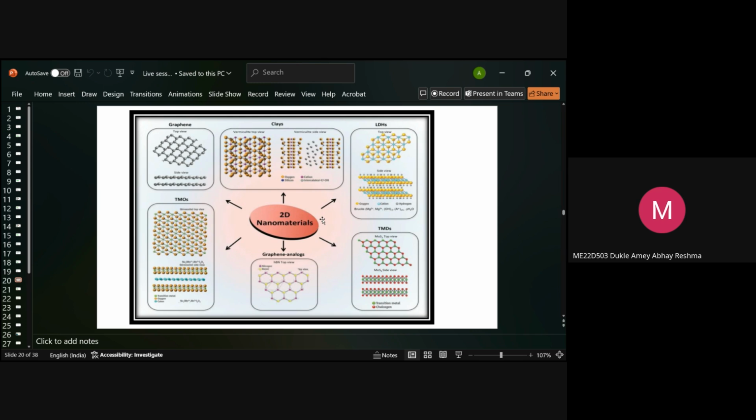So these are a few examples of 2D nanomaterials. This is how 2D nanomaterials actually look like.